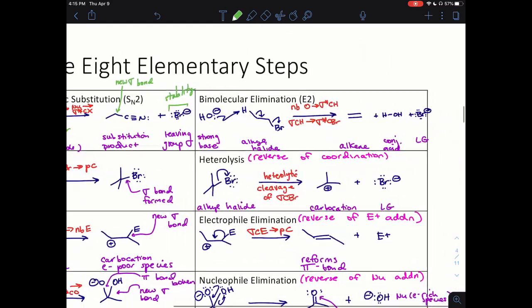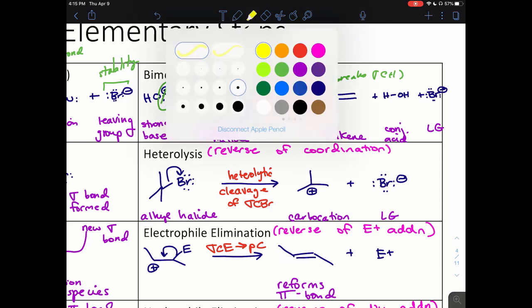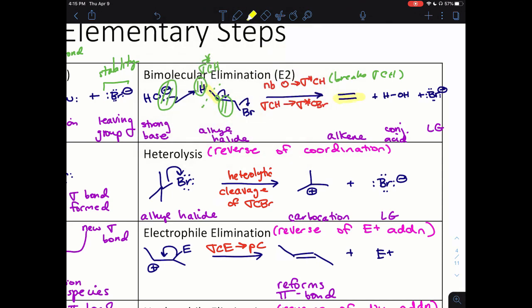Okay, let's look at a bimolecular elimination. So an E2 reaction. An E2 involves a strong base, and that strong base is going to attack sigma star CH. And then this one was pretty tricky, right? Because you fill sigma star, and that breaks sigma CH. And then where do those electrons go? Where do the electrons go that are in that bond? Well, they're going to go and make a pi bond here. They're going to make that pi bond.